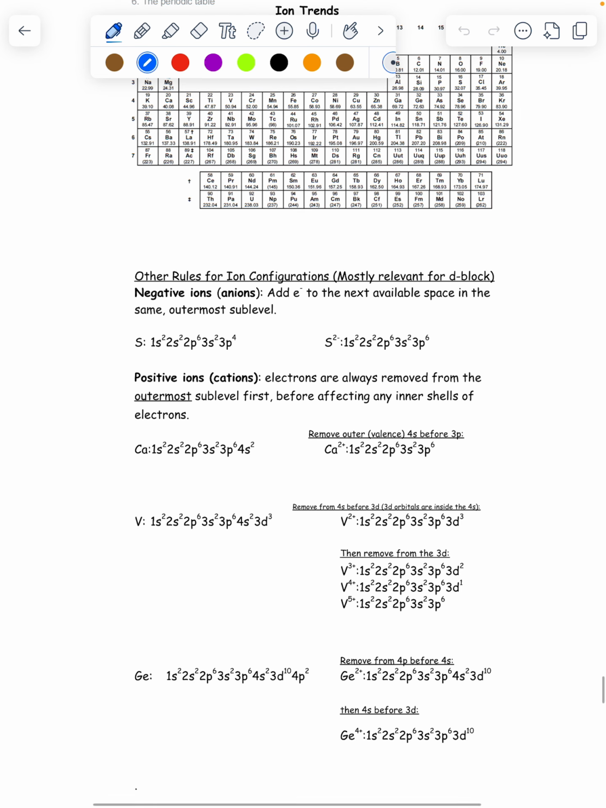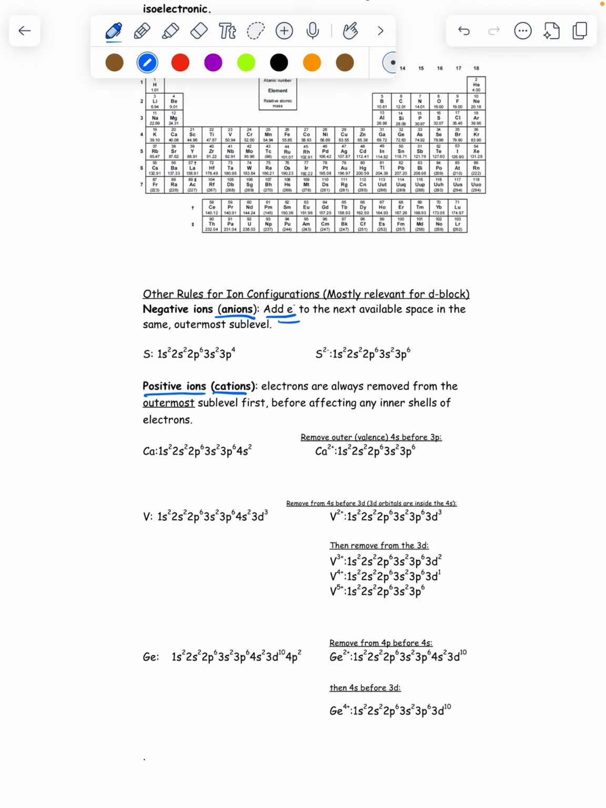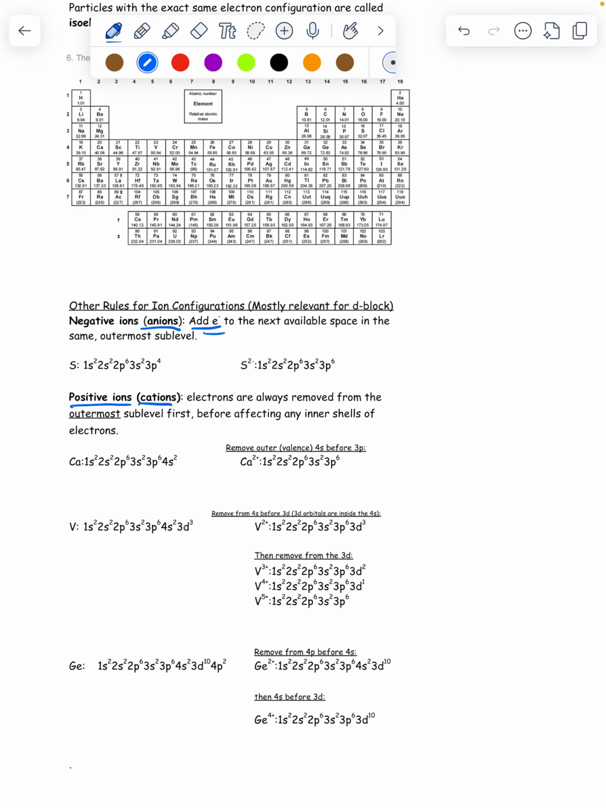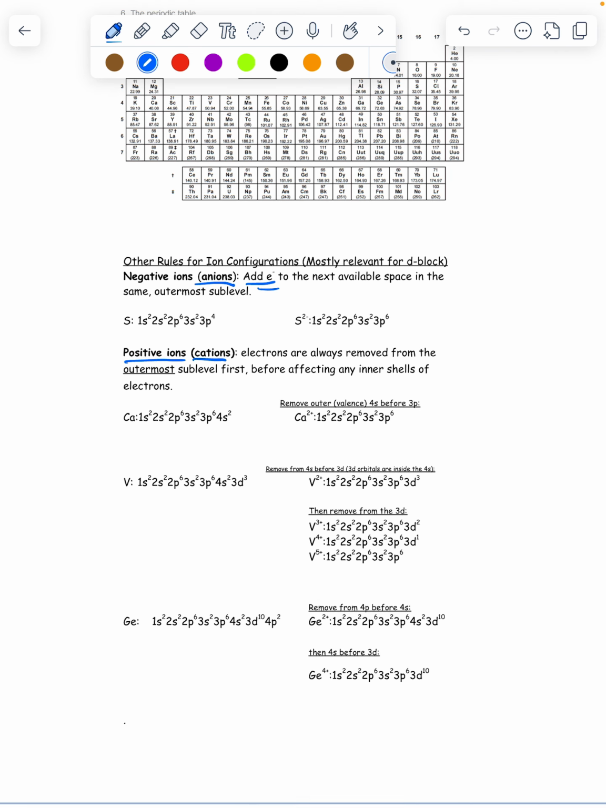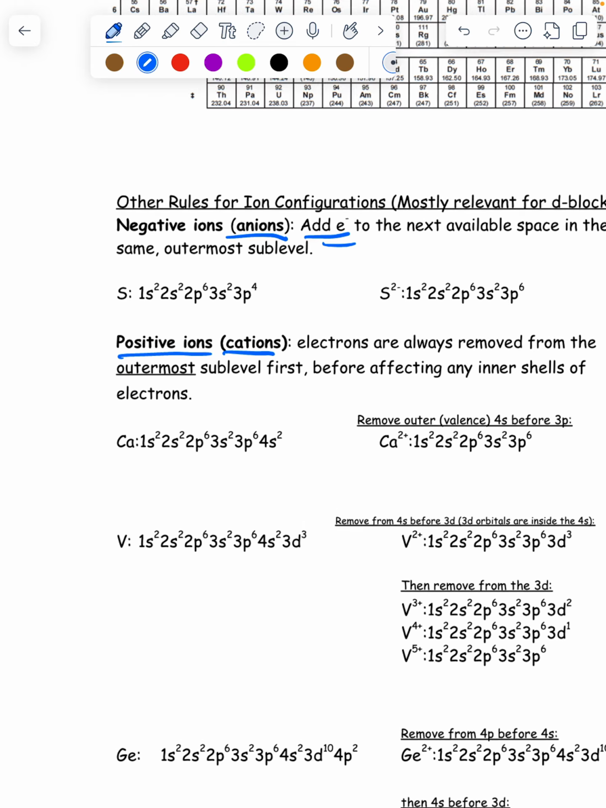So negative ions, which we can call anions, have added electrons. They've gained additional electrons. And positive ions, or cations, have lost electrons. So the anions are actually a lot easier and therefore probably really won't be asked about, I don't think. Maybe I've seen one, but typically you're not going to be asked so much about doing electron configurations with anions. And I'll try to explain why.